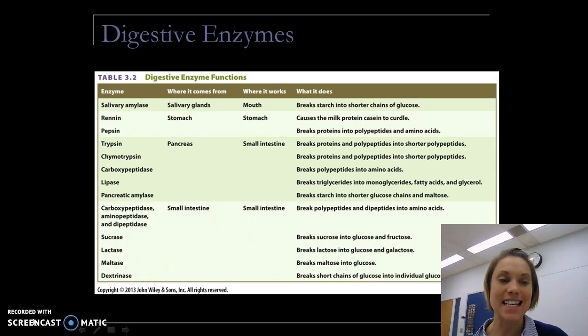Sucrase, lactase, maltase, and dextrinase are going to break sucrose, lactose, and maltose, as well as short chains of glucose, into individual monosaccharides: fructose, galactose, and glucose. These are the smallest units of carbohydrate that can then be absorbed into the small intestinal mucosal cells. We'll go through each of these enzymes in much more detail in chapters 4, 5, and 6, but just as an introduction, these are some of the many digestive enzymes that are needed to break down our macronutrients.